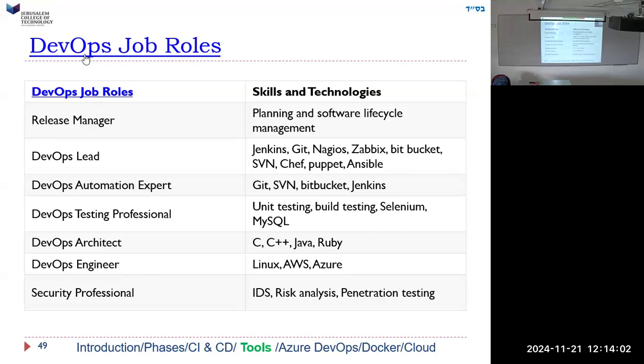DevOps jobs, I mean, Amazon's been around since 1995, so. DevOps jobs, roles.